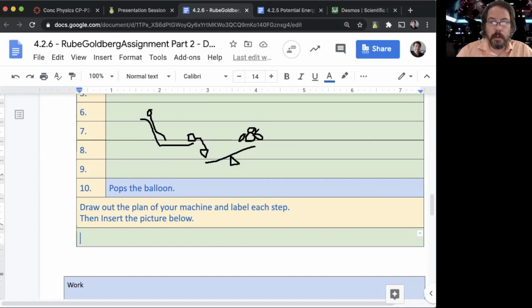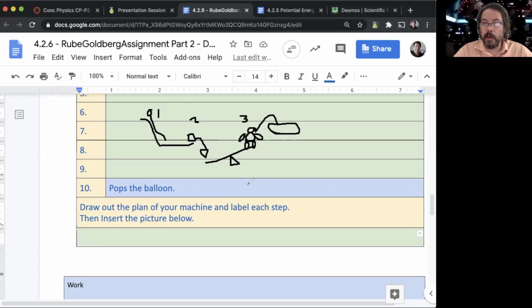Okay. Notice my lovely stick figures. Okay. The doll goes flying. It lands in a basket. Okay. But then I can label this is step number 1, step number 2, step number 3. Okay. So that's what you need to do.